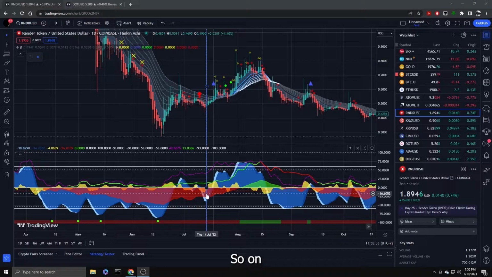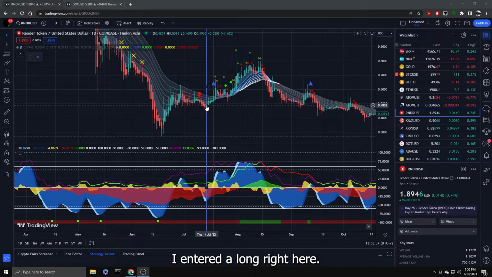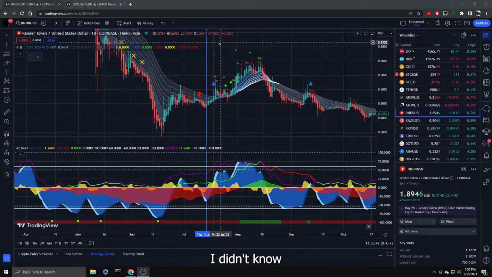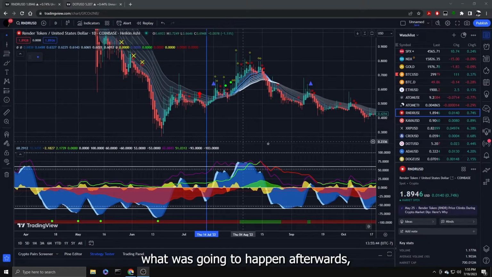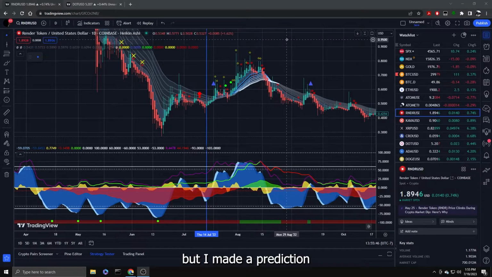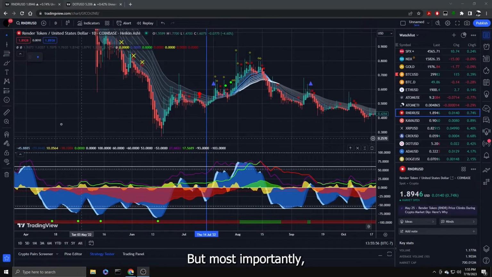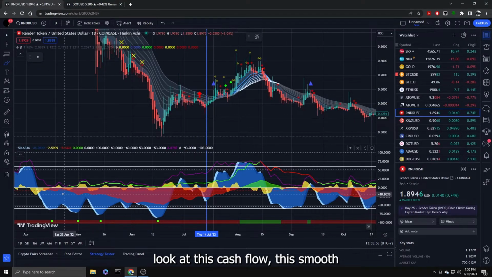So on July 14th of 2022, I entered a long right here. That's what this blue line is. So imagine me, back then, I didn't know what was going to happen afterwards. But I made a prediction based on what Market Cipher was giving me. So I have my anchor wave and my trigger wave. That's a good start.